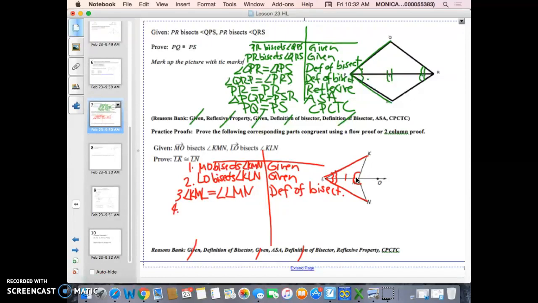Okay, and my fourth statement is that I've got to prove the other two angles. So angle KLM equals angle MLN. And that again is definition of a bisector. Again, if you cut something in half, both halves are equal. Okay, so then the last statement I have to make is that LM equals LM. And that I'm going to just use the reflexive property.